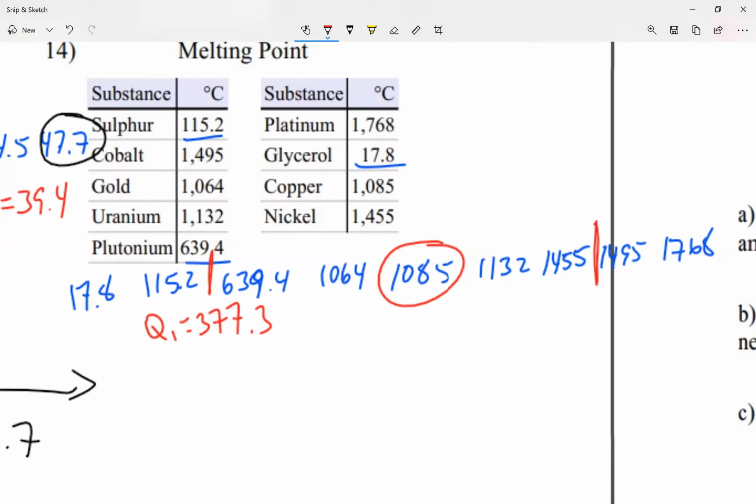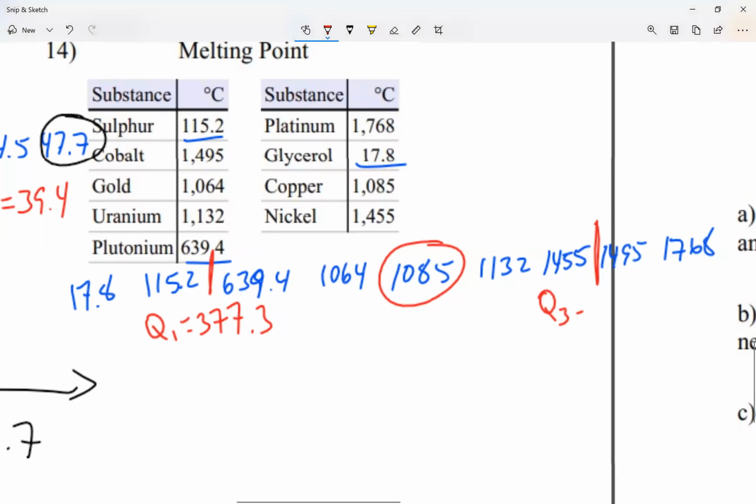Now my upper quartile is right here. It's the number in between 1,455 and 1,495. I can add 1,455 plus 1,495, and my result I divide by 2. I'm going to say quartile 3 is 1,475. That is the number right in between.